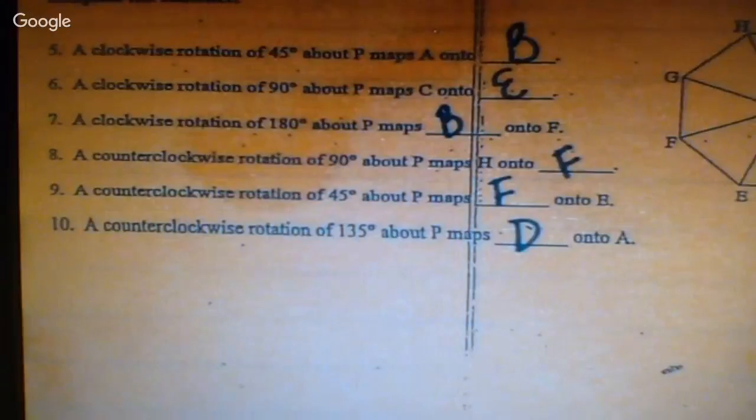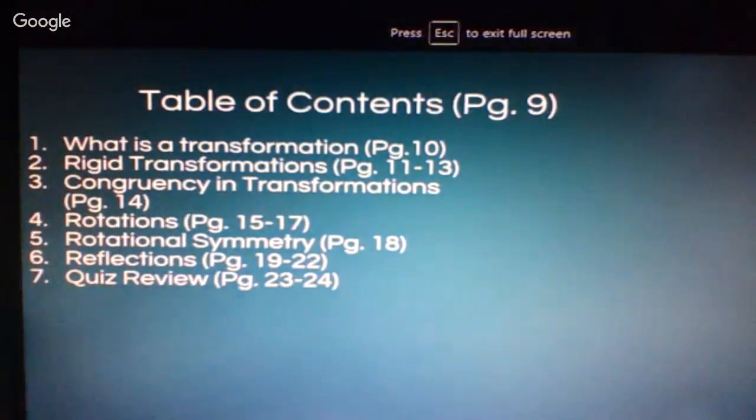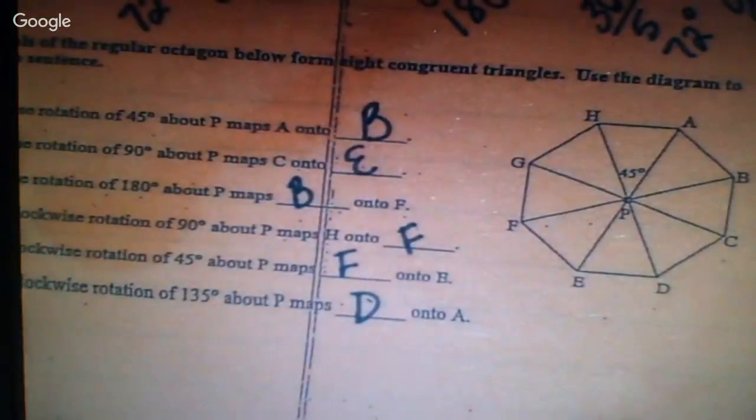We're doing, we said 19, 20, 21, and 22, right? For rotation or reflections. I need to make sure I'm covering the right pages. So 19, 20, 21, and 22. 1, 2, 3, 4. All right, so we're going to start with this page, friends.